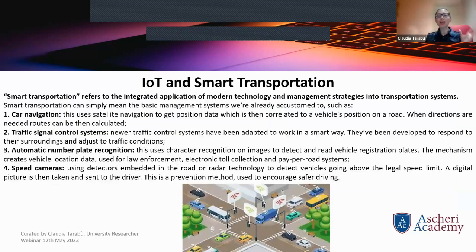The last connotation that I wanted to convey to you, for the sake of our lecture today, is smart transportation. Smart transportation refers to the integrated application of modern technology and management strategies into transportation systems. With this term, we mean the basic management systems that we are already accustomed to, such as car navigation, traffic signal control systems, automatic number plate recognition, and speed cameras for promoting safer driving, and also as a prevention method.